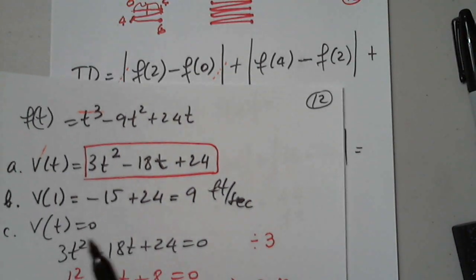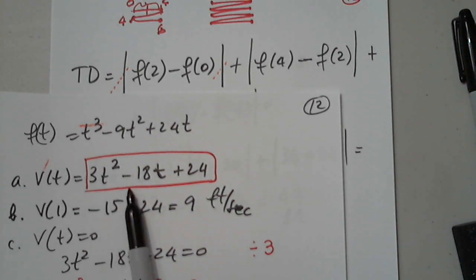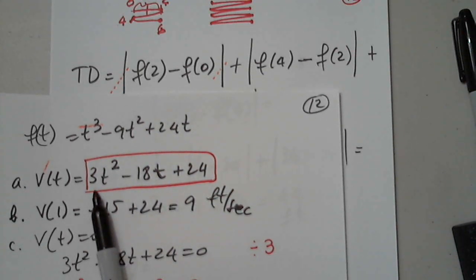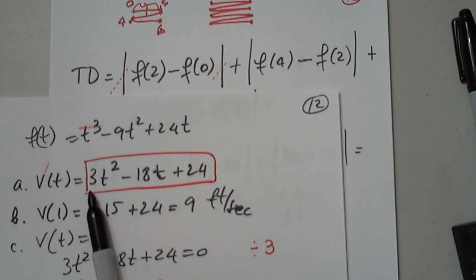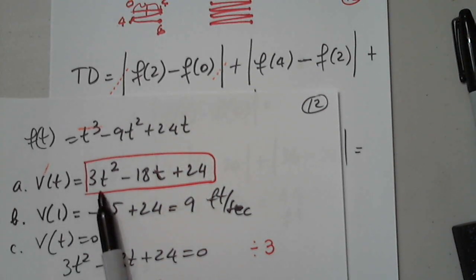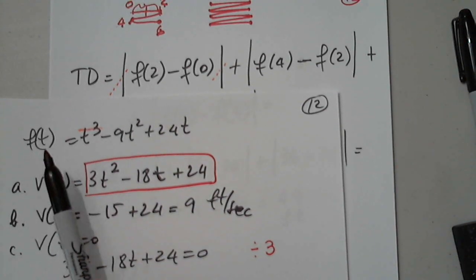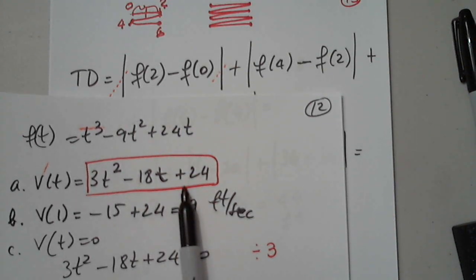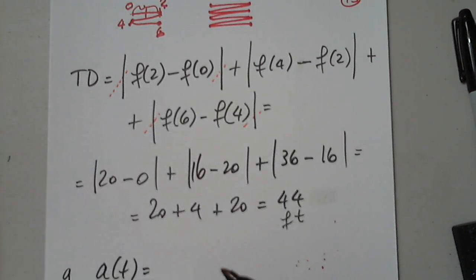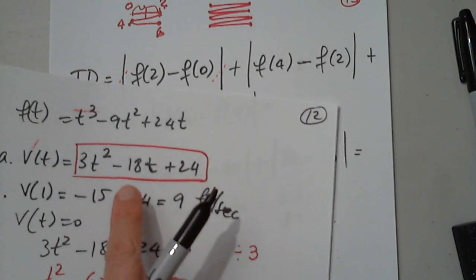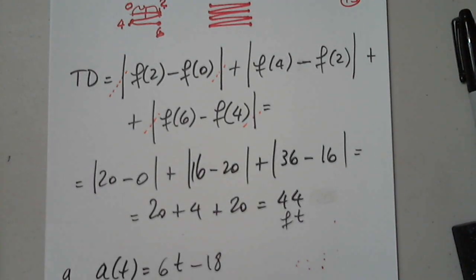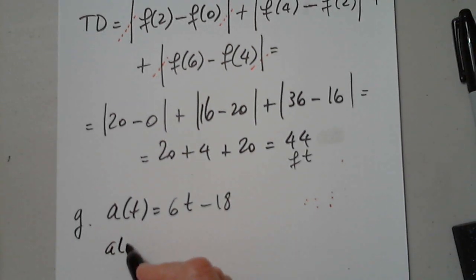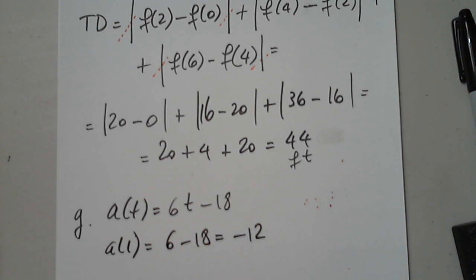How do I find a of t? Is it the prime of the velocity? Yes. Or the original equation? The double prime of the original, yes. So how do I differentiate this? So it'll be 6t minus 18. Perfect. So now they want us to find a of 1. Of course, it's 6 minus 18, which is negative 12.